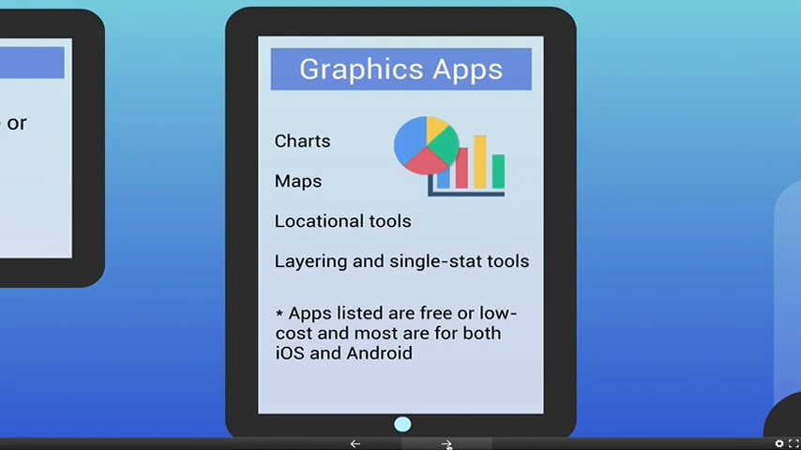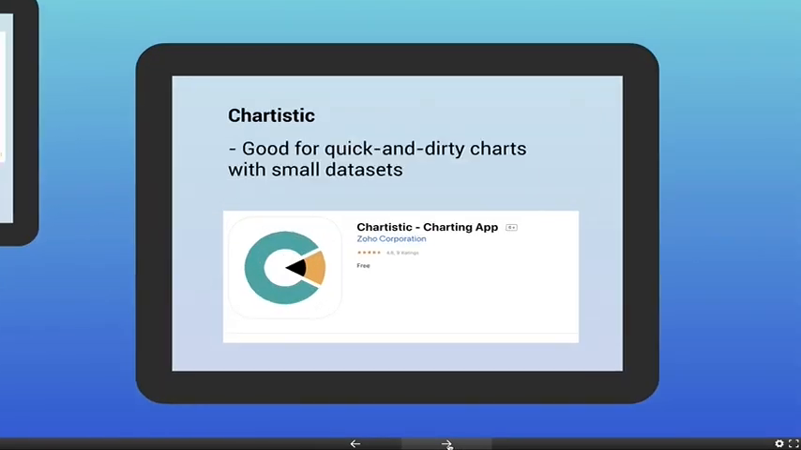What we're going to talk about here are charts, maps, location tools, and layering single stat tools. This enables you to layer data over the top of a photo using something like Over or Adobe Spark Post. So we'll dig into our first tool here.